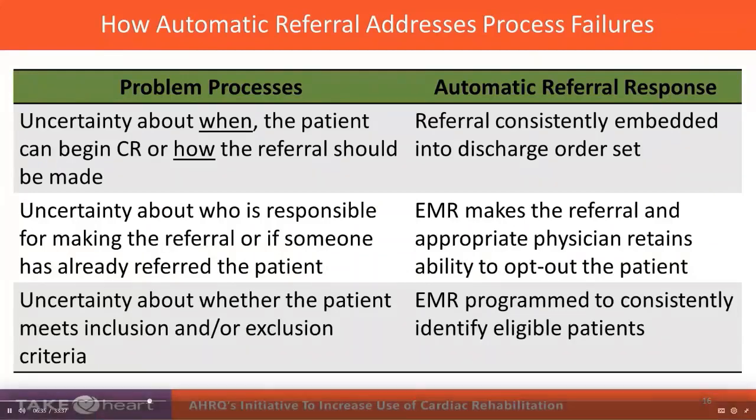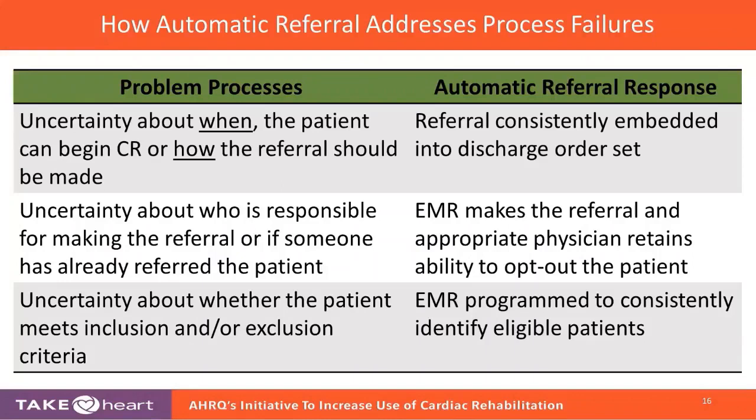Although, as I said, the provider has the opportunity to say, no, in my clinical judgment, this patient isn't appropriate and I'm going to opt them out. And it takes into account all of what our ideas of inclusion and exclusion criteria are, based on the information available to us in the EMR, and we can program that in so that it is all taken appropriately into consideration.